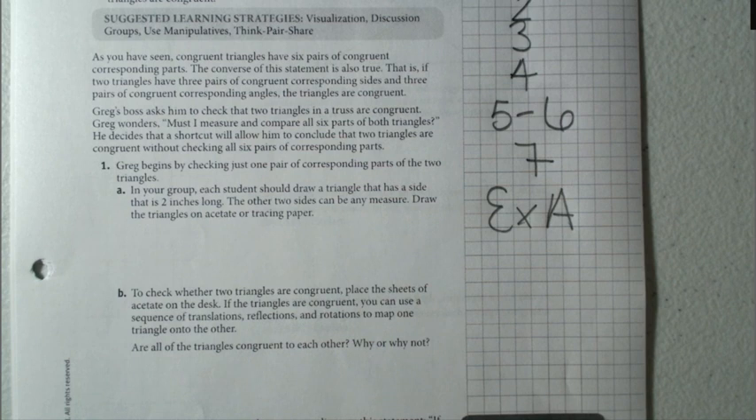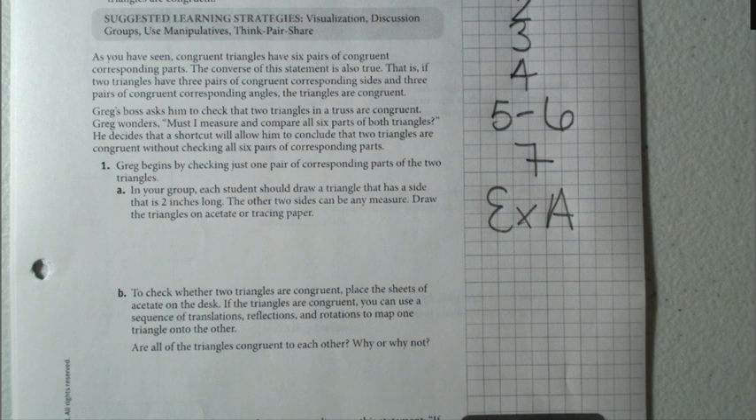Greg wonders, must I measure and compare all 6 parts of both triangles? He decides that this shortcut will allow him to conclude that 2 triangles are congruent without checking all 6 pairs of corresponding parts. Number 1, Greg begins by checking just 1 pair of corresponding parts of the 2 triangles.